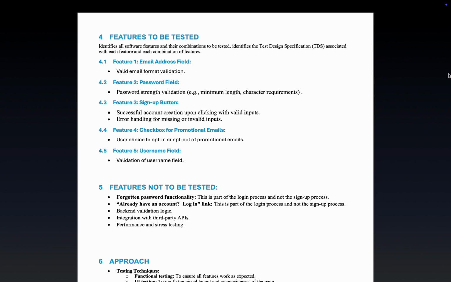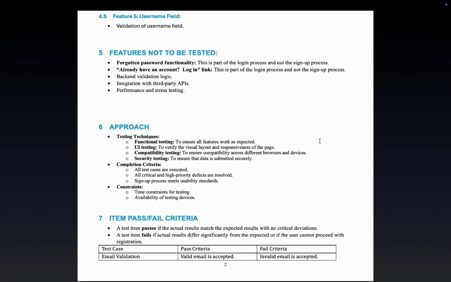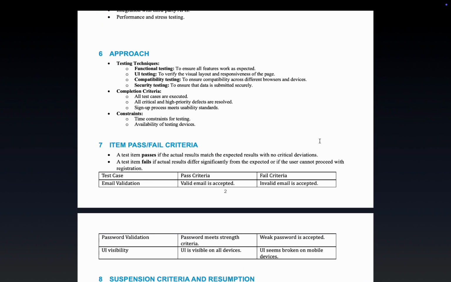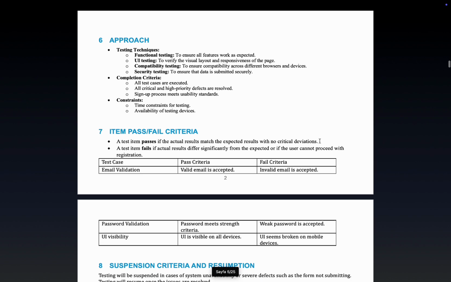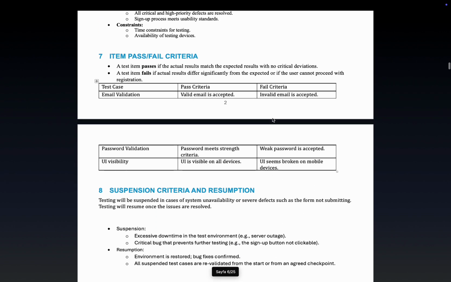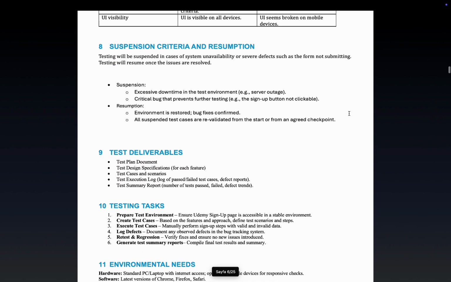Username field, those are the features to be tested, and features not to be tested are forgotten password functionality, backend logic, performance testing, and the other things. As an approach, we will use functional, UI compatibility, and basic security checks as the testing techniques. Execution of all test cases and resolution of critical defects is the completion criteria, and the constraints are time and device availability. The pass and fail criteria is shown down below. Suspension criteria and resumption is also written there.